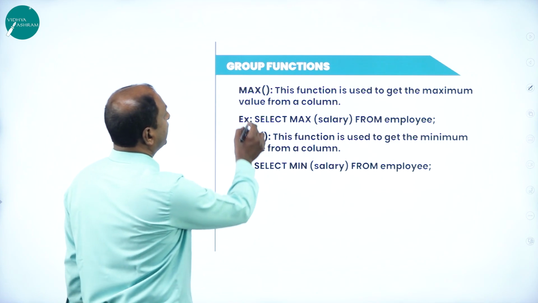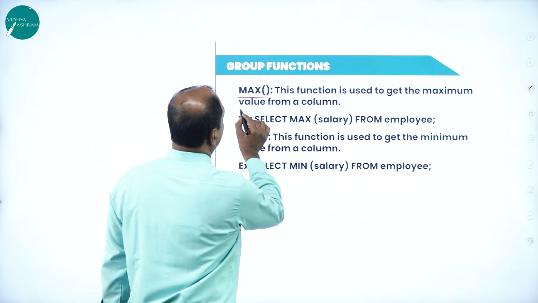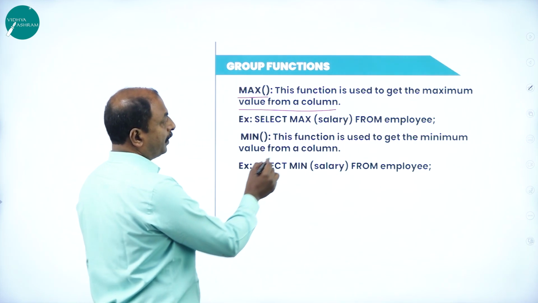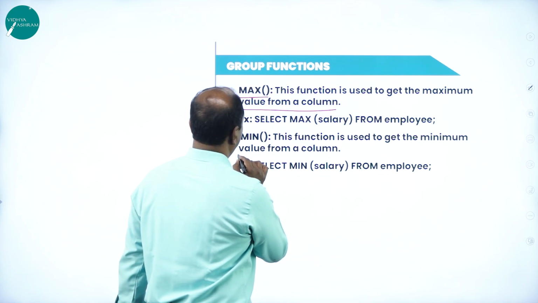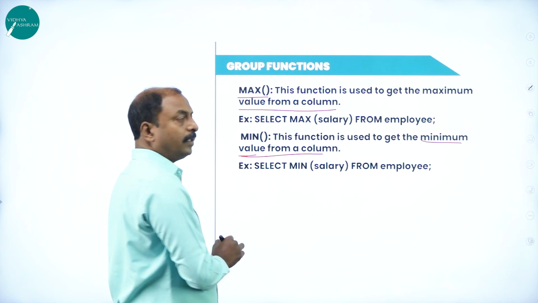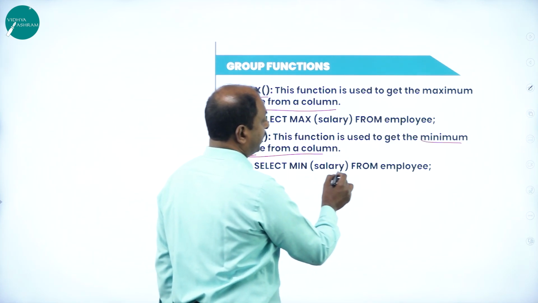Next one is the maximum function. It gets the maximum value from a particular column. And next one is minimum. It returns the minimum value from a column. This is a column level function. Again, select minimum salary from employee.